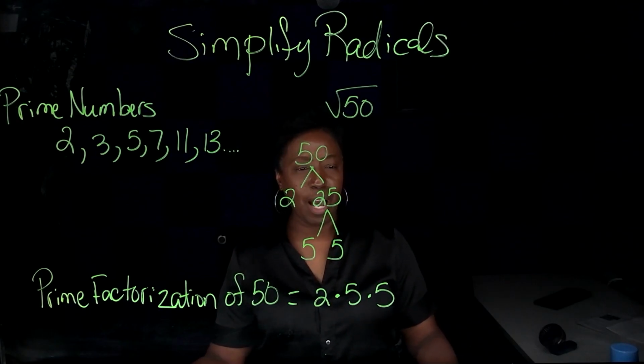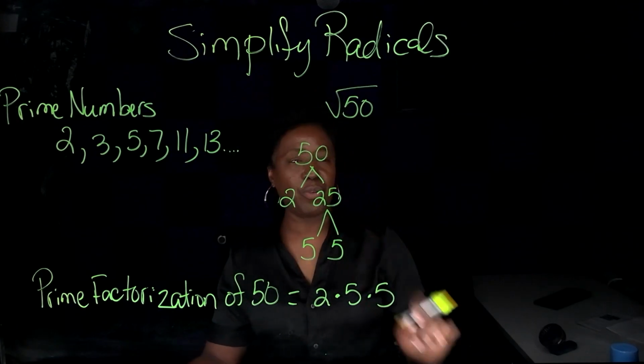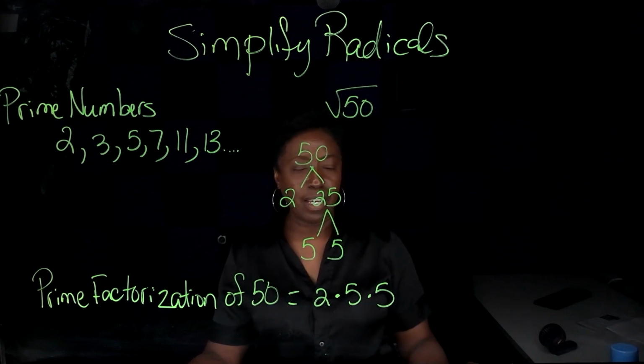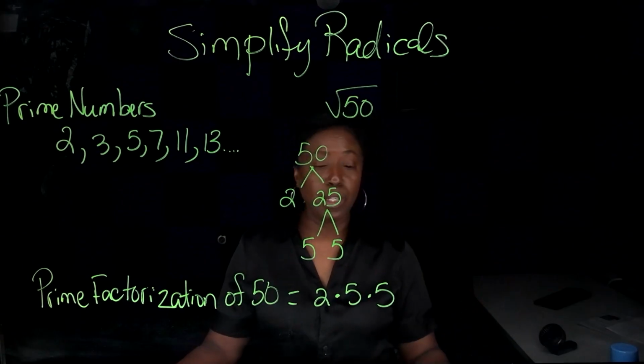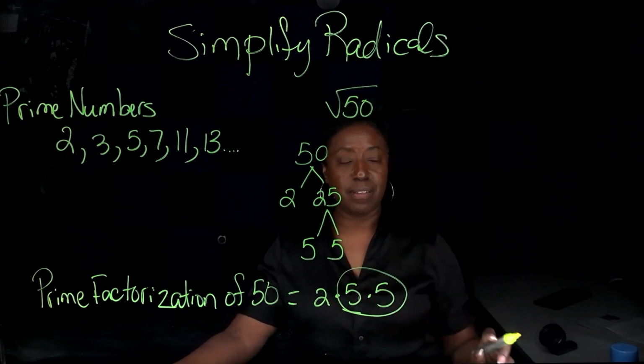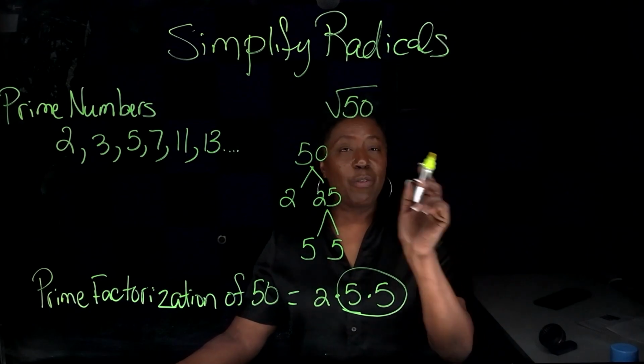Once we have our prime factorization, remember our ultimate goal, we're trying to simplify this radical, we want to circle the pairs. How many is in a pair? 2. So circling our pairs, we have a pair of 5s. And now we're ready to simplify.